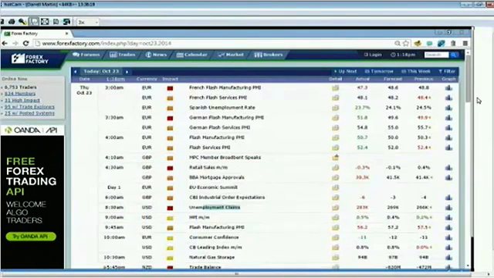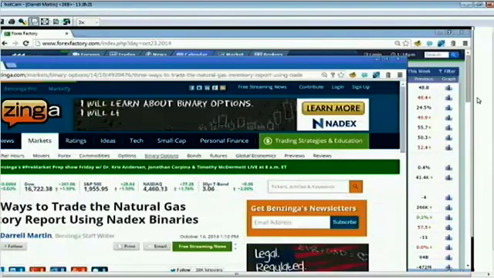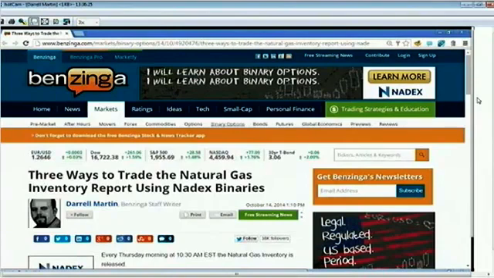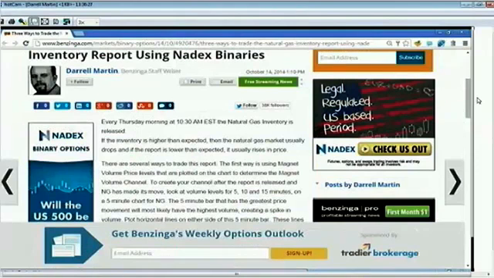So looking at this, it's an article put together about different ways to trade the natural gas inventory reports. Every Thursday morning the report comes out, just about every Thursday unless there's a holiday. If the inventory is higher than expected, the gas market would theoretically usually drop, and if the report is lower than expected, it usually would rise in price.